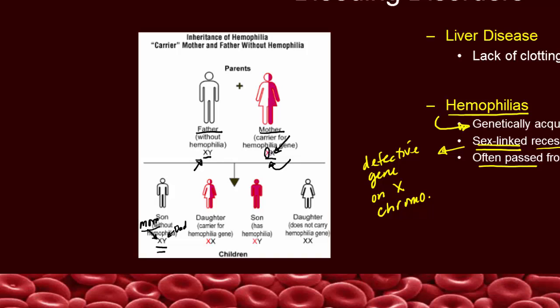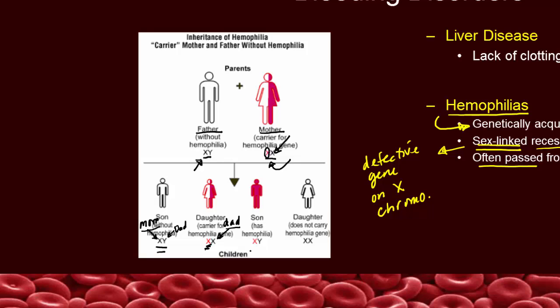Well, what if she gave the defective X chromosome to her daughter? Here is the defective X chromosome she got from mom, but she has a good chromosome from dad that doesn't have the gene on it, so she is normal. However, she's a carrier for the hemophilia condition.